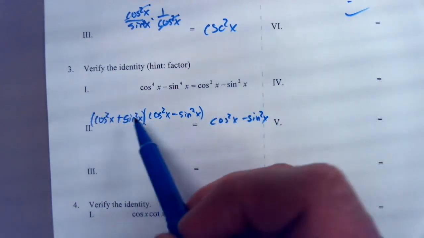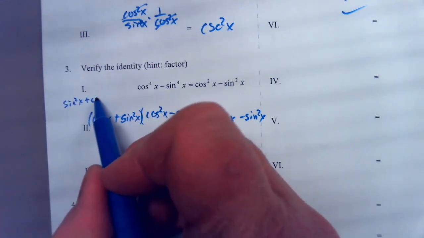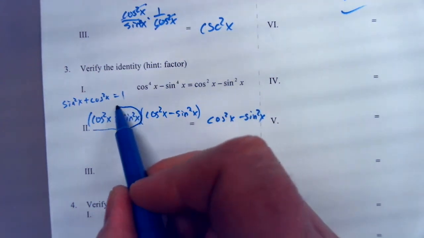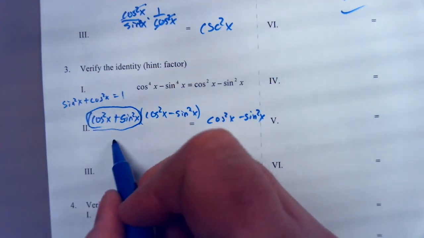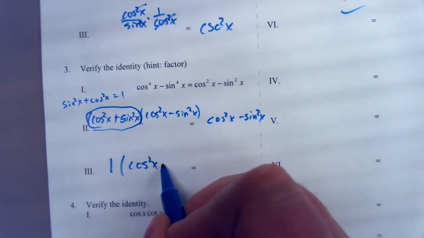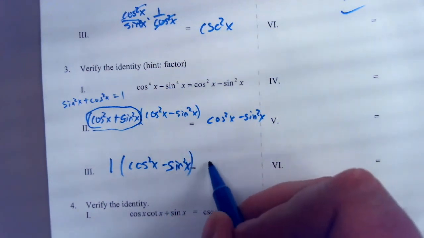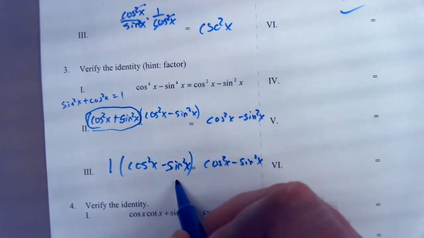And if you remember your identities correctly, we know that the sine squared x plus the cosine squared x is equal to 1. And so this is the commutative property of that. So I'm going to substitute 1 in for that. And now I have my left side and my right side the same. So we're done.